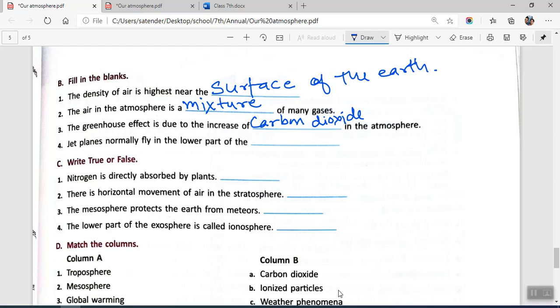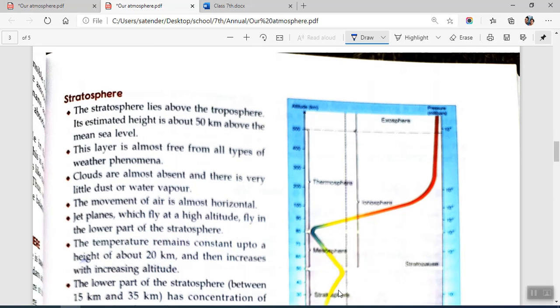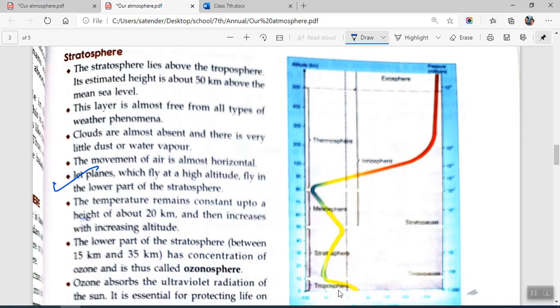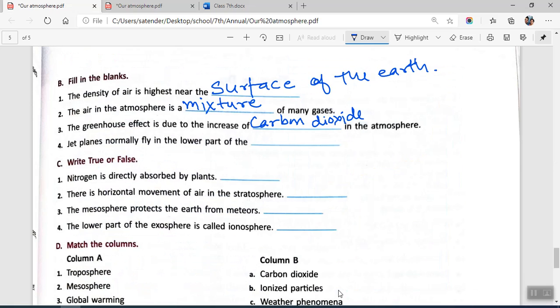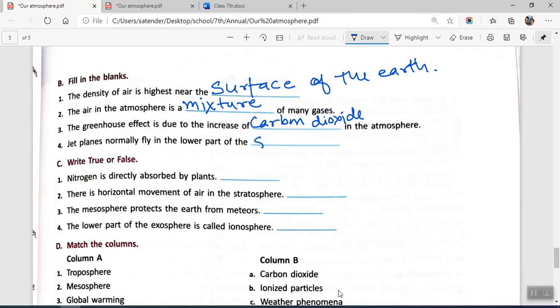Jet planes normally fly in the lower layer of the stratosphere. This is given here. If you just look at the paragraph related to stratosphere, this is the point. So you will be writing stratosphere as your answer. All right, now moving on to section C, we have true false.